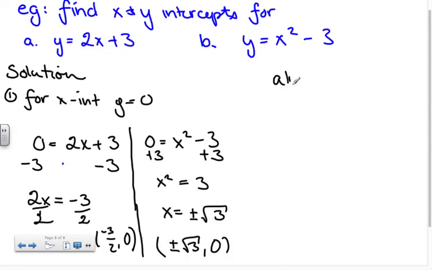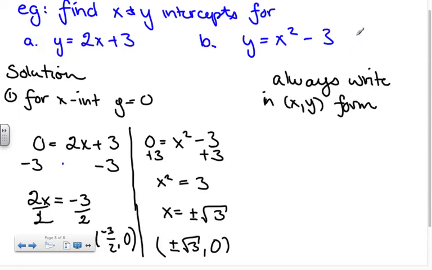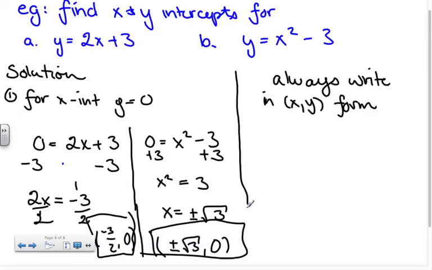So always write in x comma y form. It's very important that you remember that the x and y intercepts are points. So they have to be drawn as points, and I will mark them down if you do it otherwise. So these are your x intercepts.